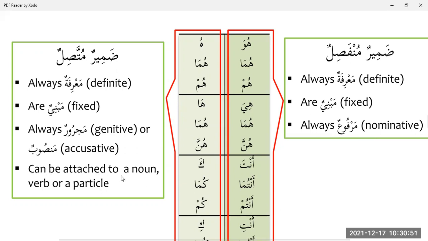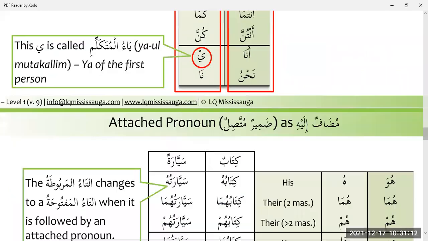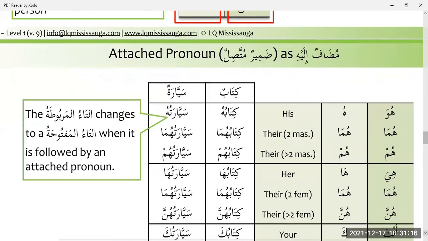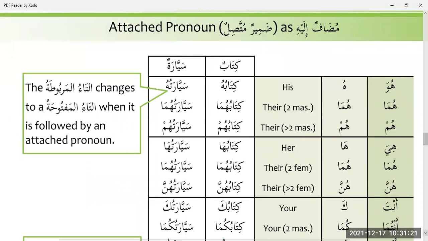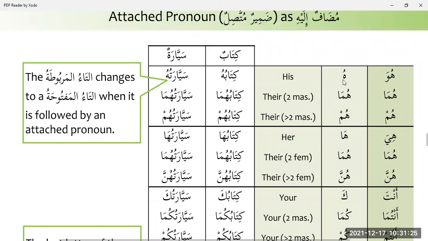Okay. They can be attached to a noun, verb, or a particle. Because they can attach to a noun, verb, or a particle, we call them attached pronouns. So the attached pronoun when they are mudaf ilayh. You see here huwa, its attached pronoun is hu. The attached pronoun of huwa is hu, and it means his. Huma, and it means their, two, masculine. Hum, their, masculine, more than two. This is a sign of more than two, plural.